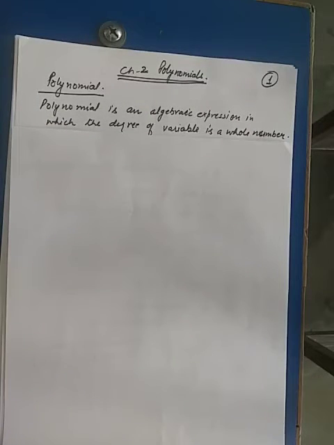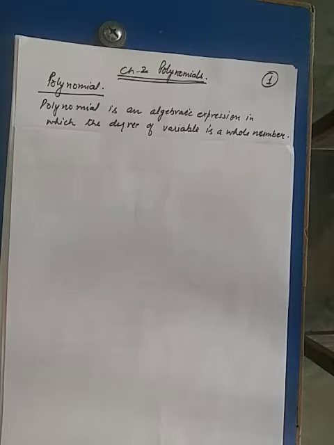Students, a polynomial is an algebraic expression in which the degree of the variable is a whole number. Meaning, we will call that algebraic expression a polynomial in which the power of the variable is in terms of whole numbers. Meaning the power of the variable should not be a fractional number and should not have a negative sign.